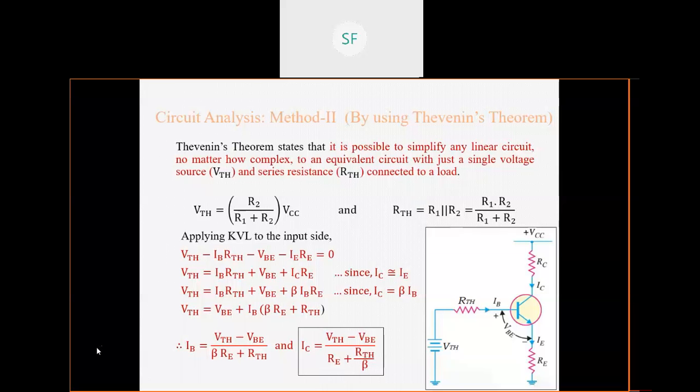I hope this is very basic and you should know how to find out parallel resistance. Otherwise you can remember this formula: product of the resistors divided by addition of the resistors. Alright, now again same process. We have to find out first VTH and RTH, then again we will apply KVL to the input side and KVL to the output side. Same process है. तो अभी we are applying KVL to the input side.